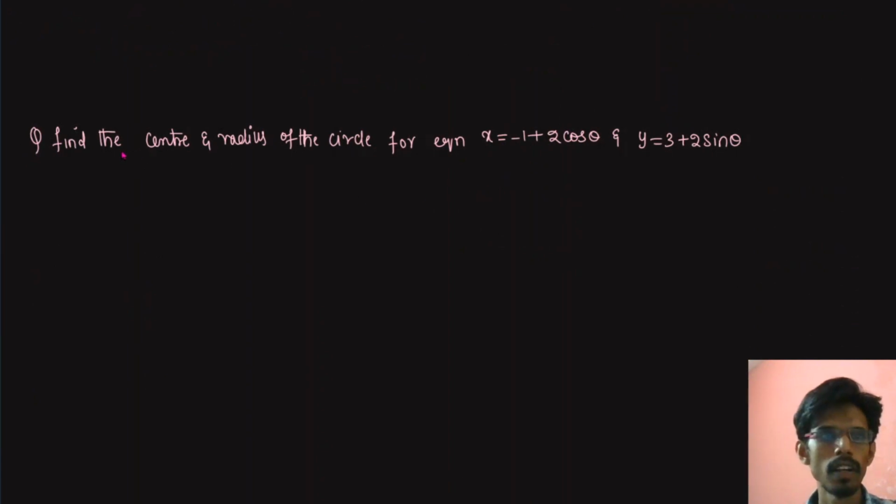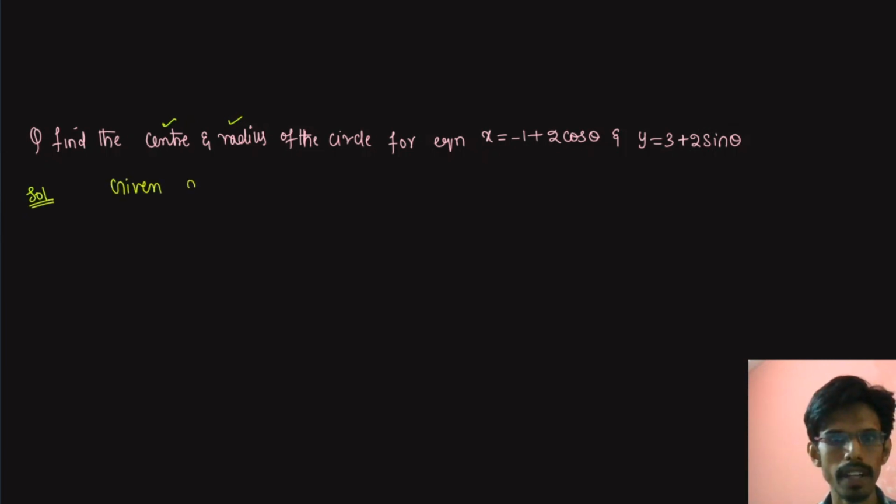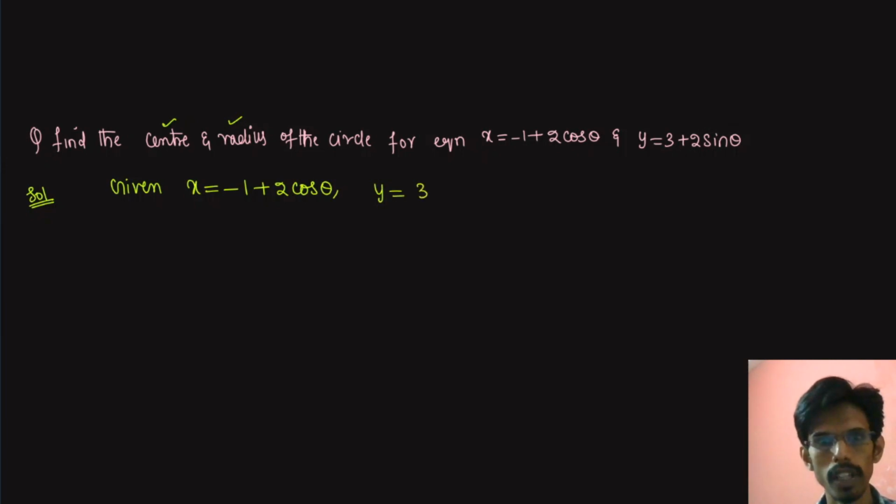Now find the center and radius of the circle for this equation. So we have to find out the center and radius for this circle. Now we are given two equations: x is equal to minus 1 plus 2 cos theta, y is equal to 3 plus 2 sin theta. Okay, I want to get the equation of the circle by eliminating sin theta and cos theta.